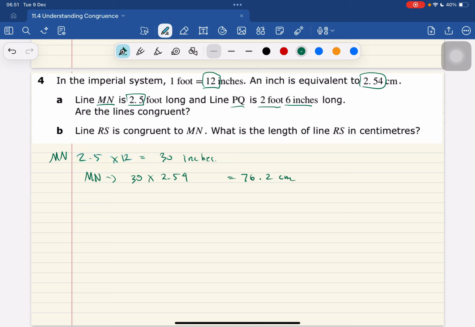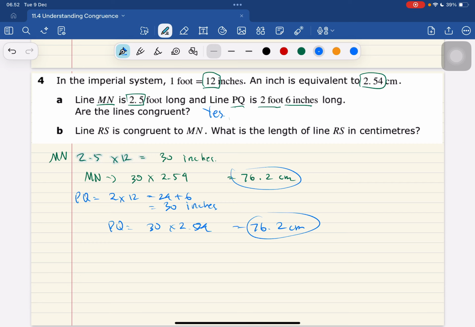And then line PQ. PQ is 2 foot. So 2 foot is 2 times 12 equal to 24 plus 6. So this is 30 inches. So PQ equal to 30 times 2.54. So it's going to be 76.2 centimeter. So the answer is yes, they are congruent. So if RS is congruent to MN, in centimeter it is going to be 76.2 centimeter.